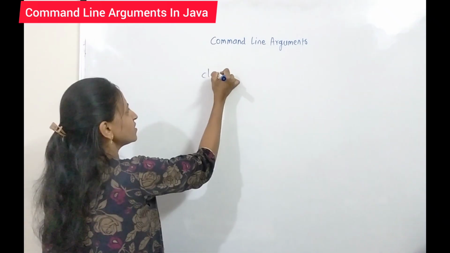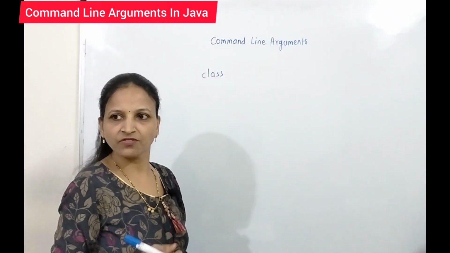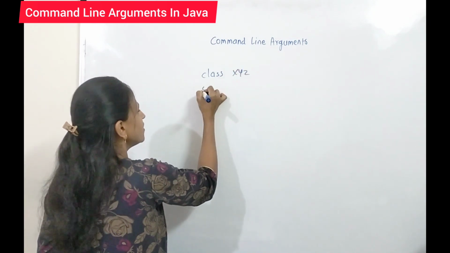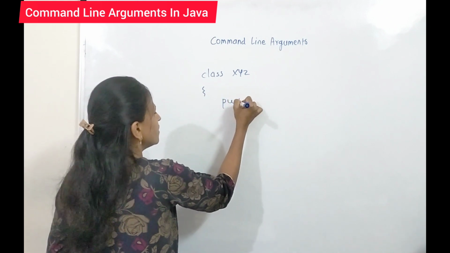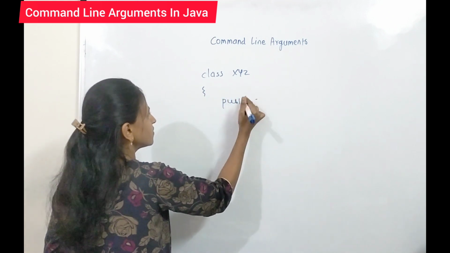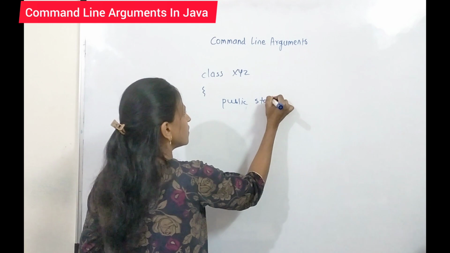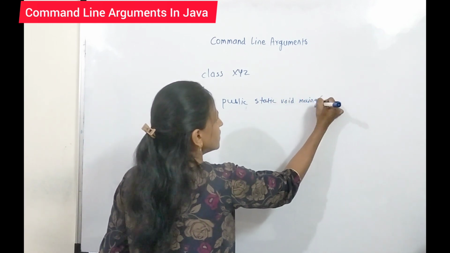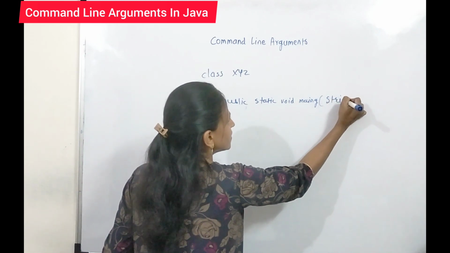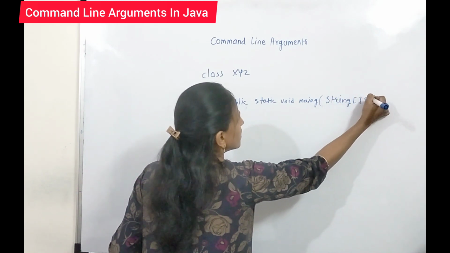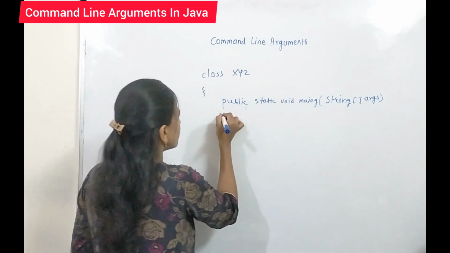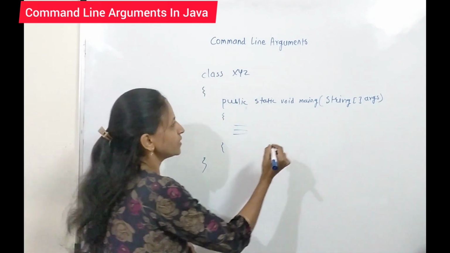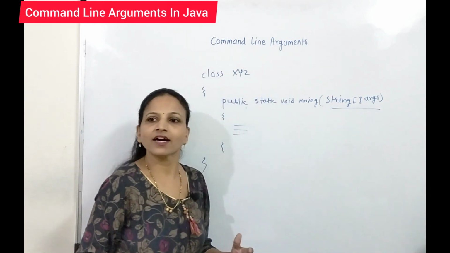Whenever we write any Java program, first we write the class name, like class xyz, and here we write public static void main, and then in brackets we write String args. Okay, now what is this? This is nothing but a command line argument.